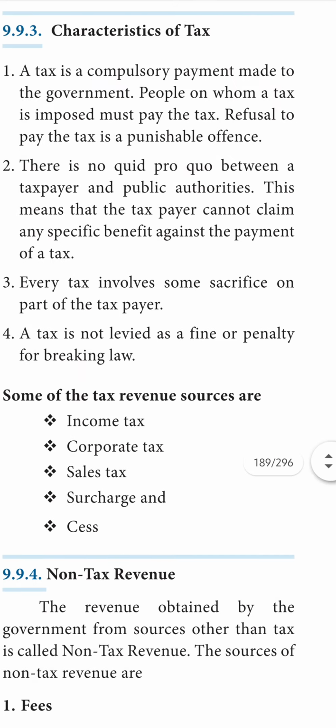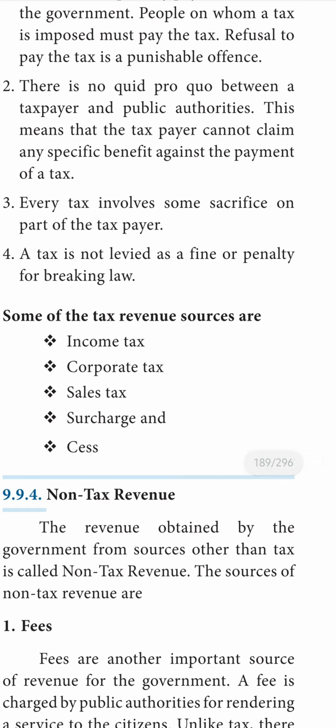Next, some of the tax revenue sources. What are the tax revenue sources? Income tax, corporate tax, sales tax, surcharge, and cess. From these the government gets its income: income tax, corporate tax, sales tax, surcharge, and other fees. Like that, they also get the money.